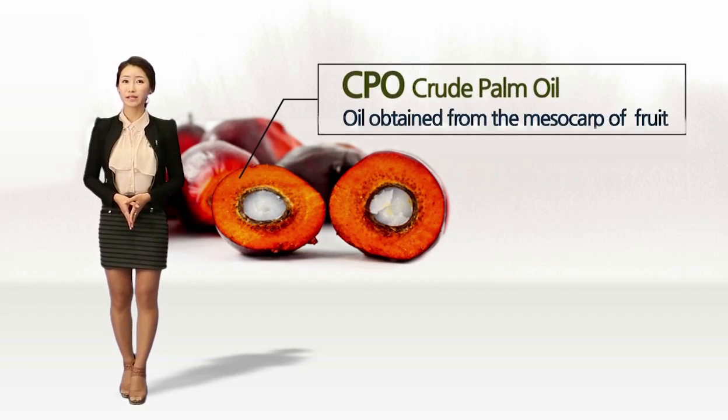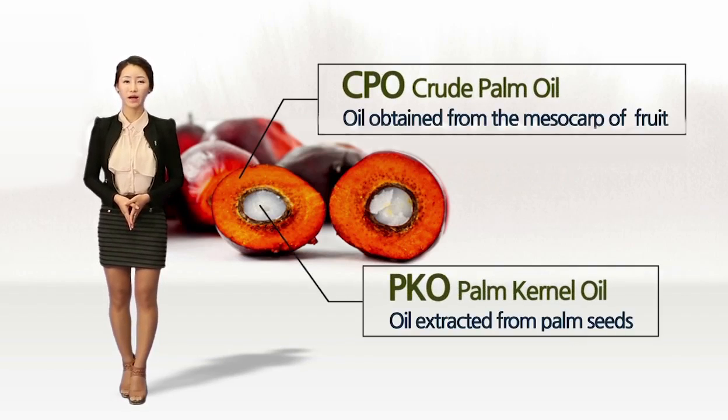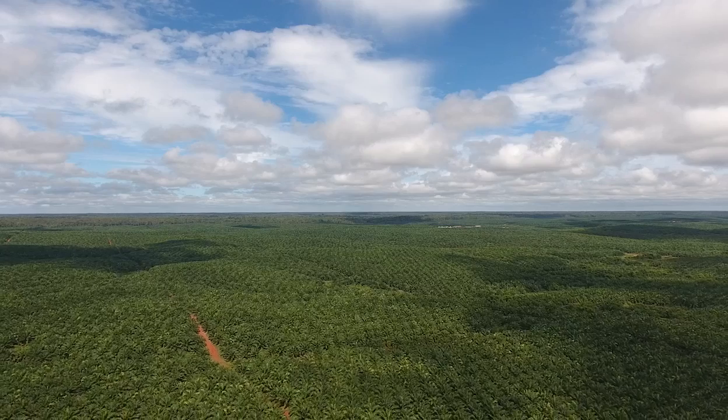Palm oil is split into crude palm oil and palm kernel oil. Crude palm oil is extracted from the mesocarp of oil palm fruits, while palm kernel oil is obtained from the kernel, the nut of the fruit. Now, let's take a look at the process of palm oil production from the palm plantation to the factory.